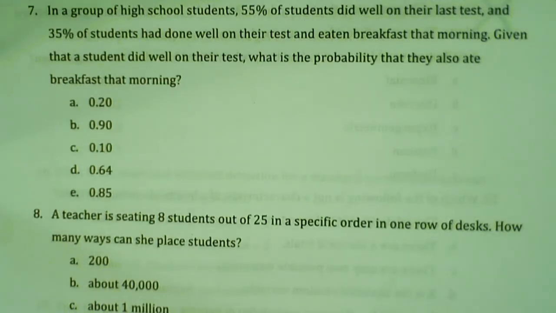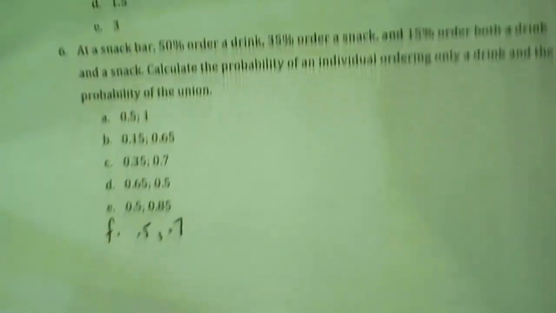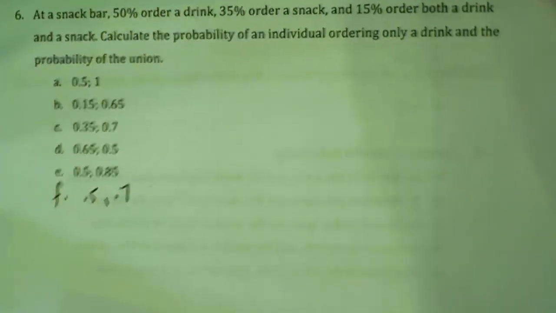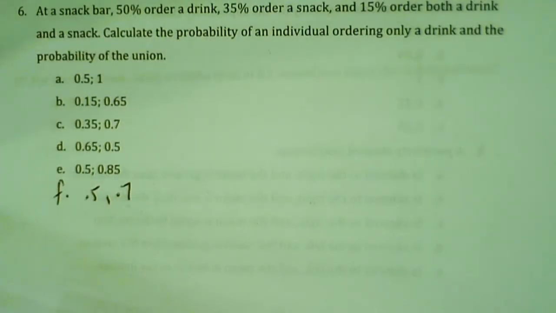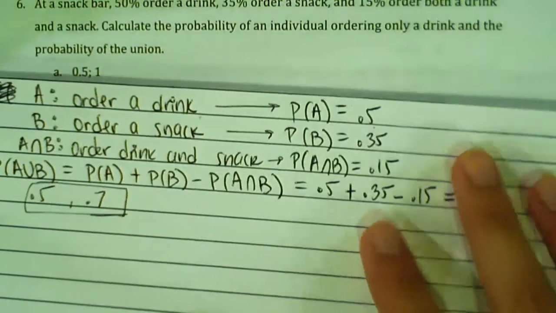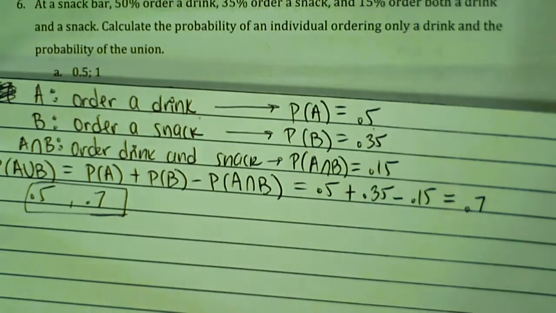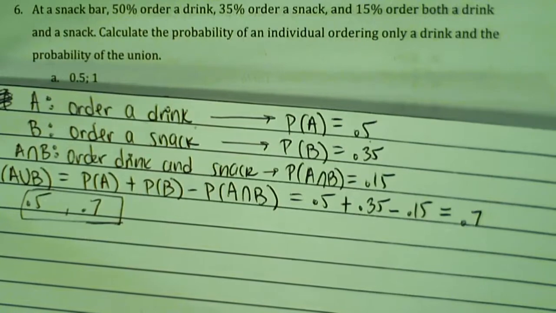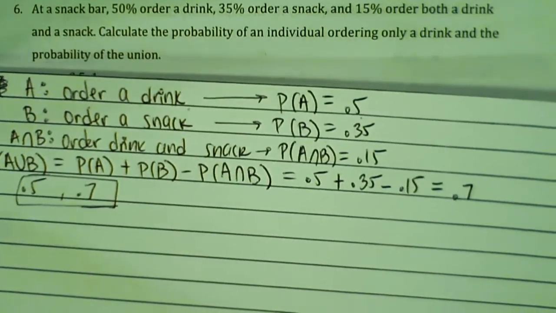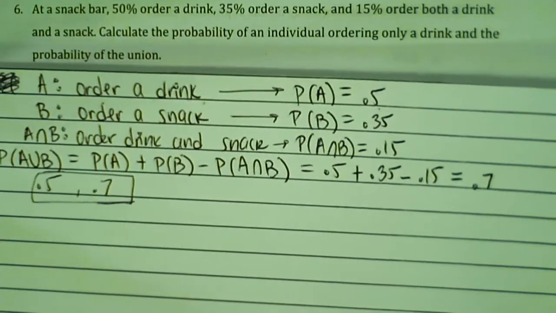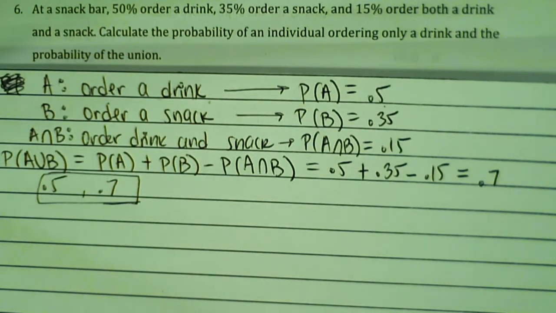In a group of high school students, yes. I would like to go back to that because I think the answer would be 0.35. Is that what you got? Yeah, that's what I was thinking too. Okay, so can you explain how to do that? Can you go back to it? Oh, yes, of course. So the first question says calculate the probability of an individual ordering only a drink. So only a drink would be 0.5, never mind. And then the probability of the union, okay.